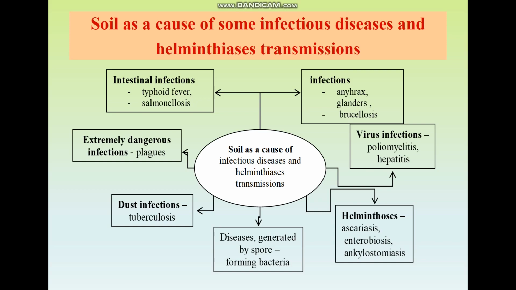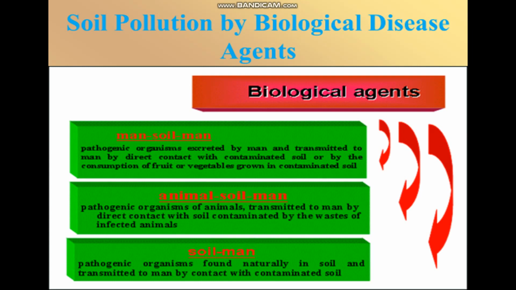Thus, it is estimated that about 1/3 of the world population is infected by hookworm, while 1 out of every 4 people in the world may be infected with Ascaris lumbricoides. Intestinal infections spread by soil include extremely dangerous infections such as plague. Dust infection: tuberculosis. Virus infections: poliomyelitis, hepatitis, and others.